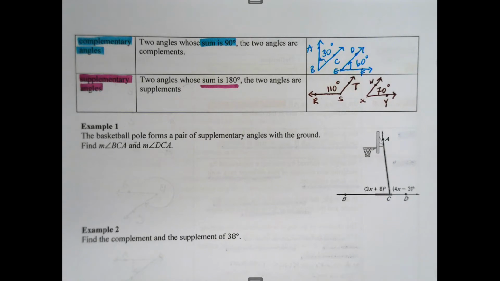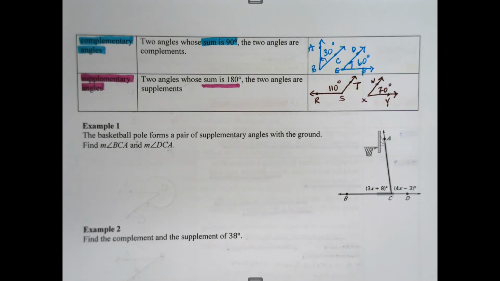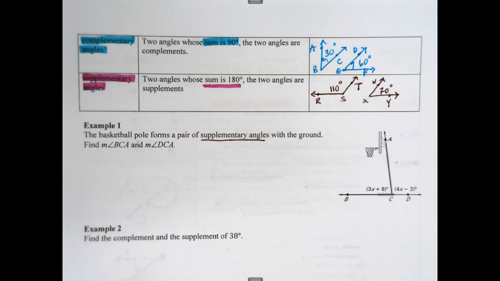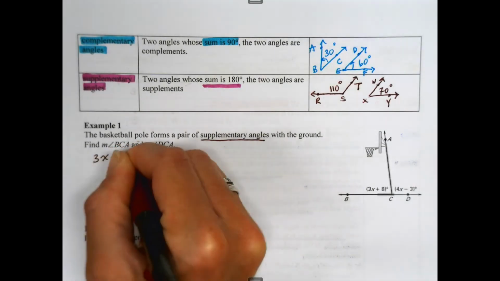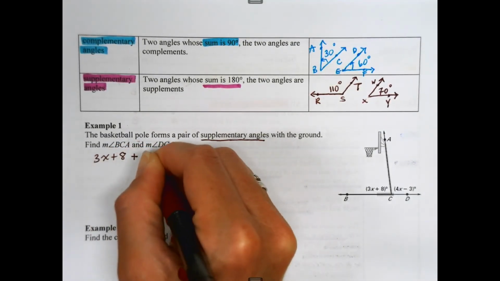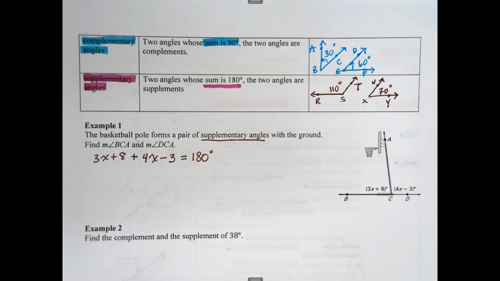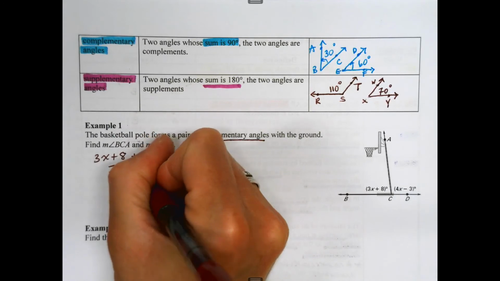Example 1, we're going to use this concept of supplementary angles. The basketball pole forms a pair of supplementary angles with the ground. Find the measure of angle BCA and the measure of angle DCA. Since it tells us that they're supplementary, we know that the sum of our two angles has to equal 180 degrees. We're going to take 3x plus 8, add it to 4x minus 3, and set it equal to 180. Then all we have to do is combine our like terms and solve for x. We have 7x plus 5 equals 180.